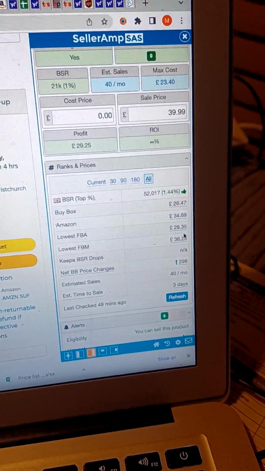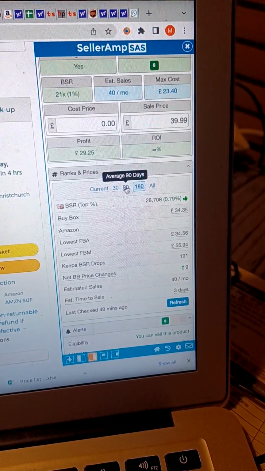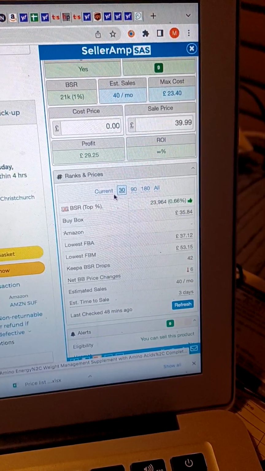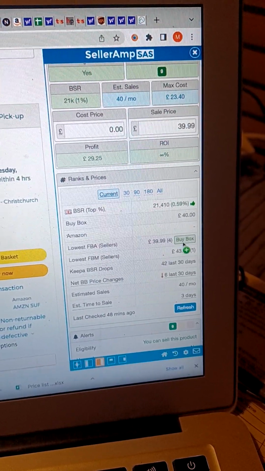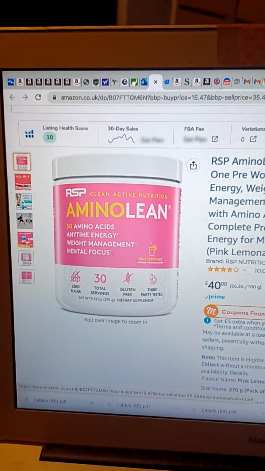All time, 28 quid. But if we look at 180 days, it's gone 34, stayed at 34, then it's gone up to 37, and now it's at 39.99. This is going up in price. Now, why would it be going up in price? Well, let's look at it.